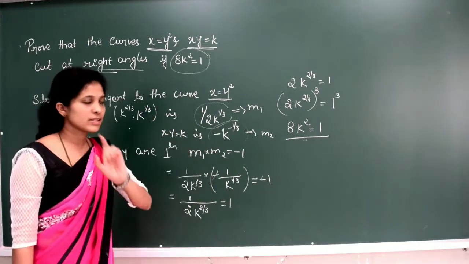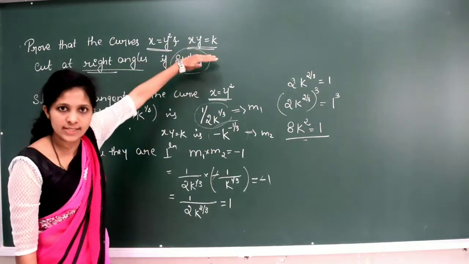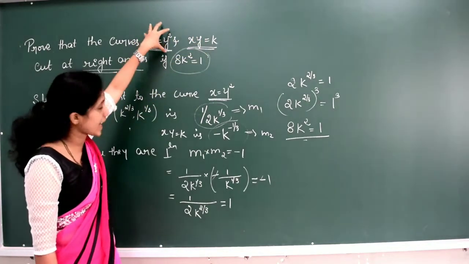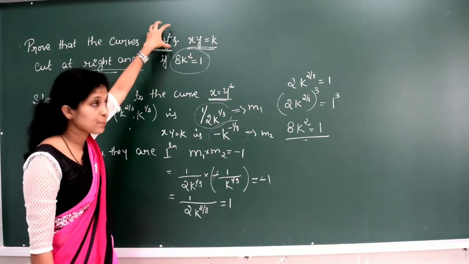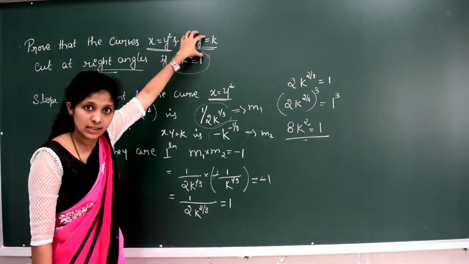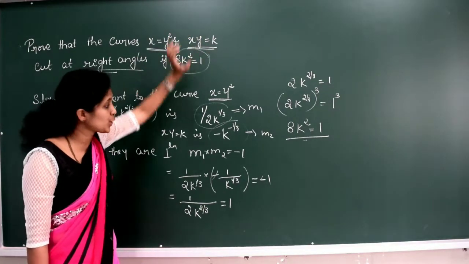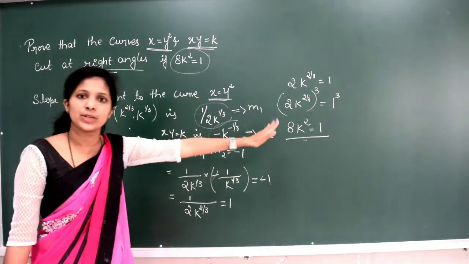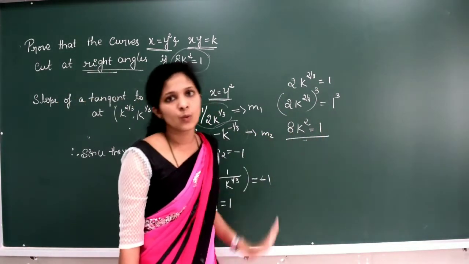Is it clear? The thing you have to remember is that here two curves are given, and they are perpendicular to each other. So the slope of the tangent to this curve and the slope of the tangent to this curve, their product should be equal to minus 1. Since they are perpendicular, by using that we can prove that 8k square is equal to 1.